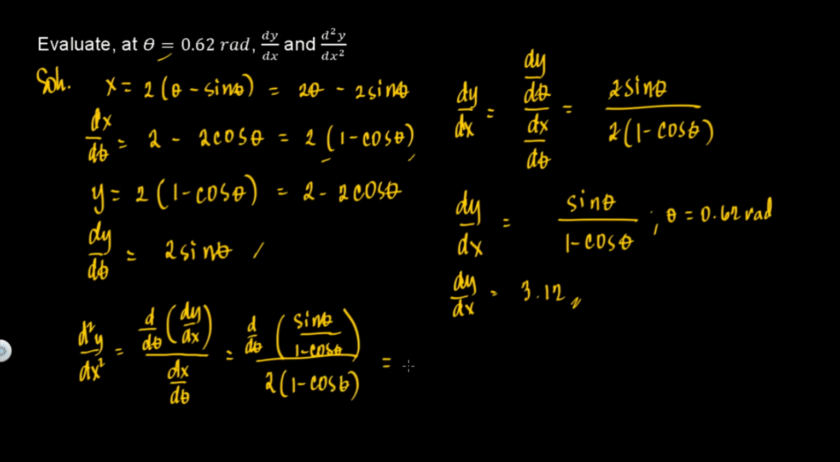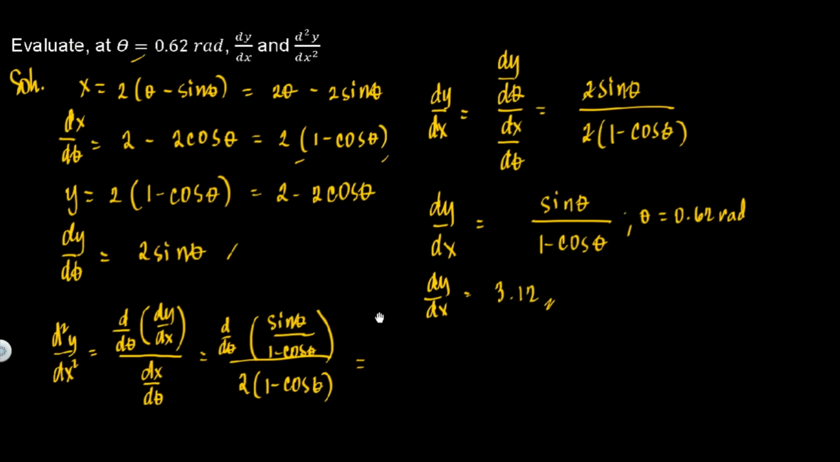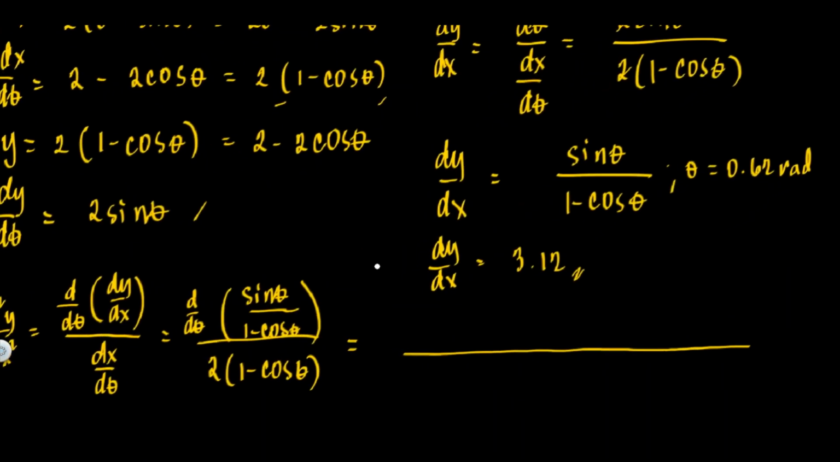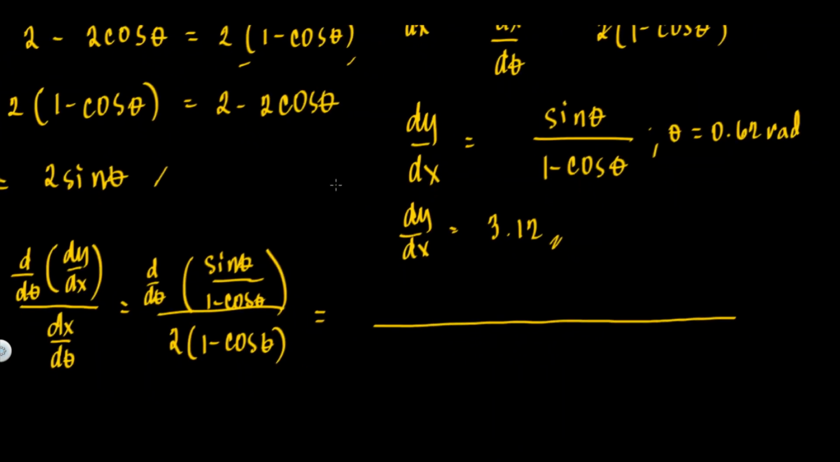Okay, so here we use the quotient rule. We have u over v, which is v du minus u dv over v square. This is a bit long. So v is 1 minus cosine theta. Let me rewrite it, because we still need the denominator, so that there is space.